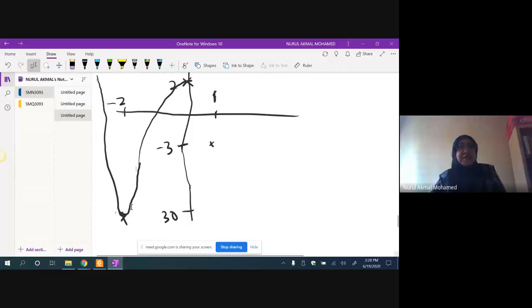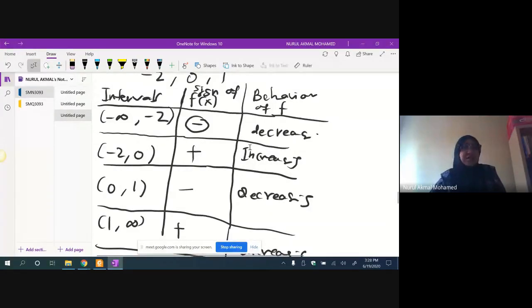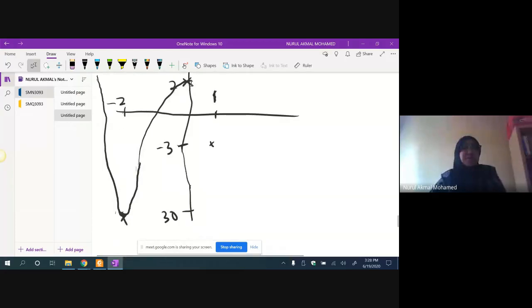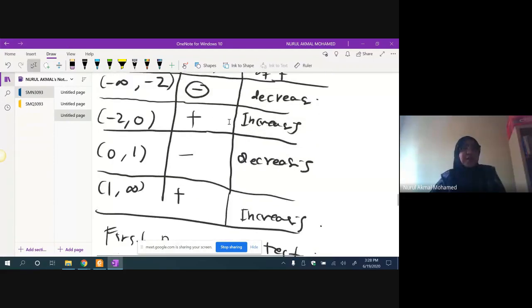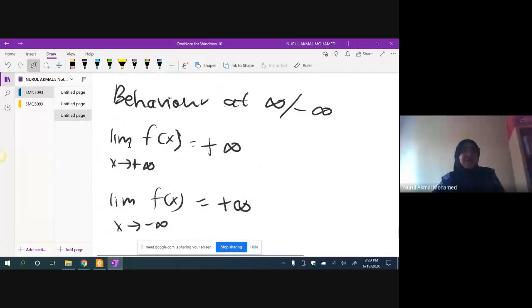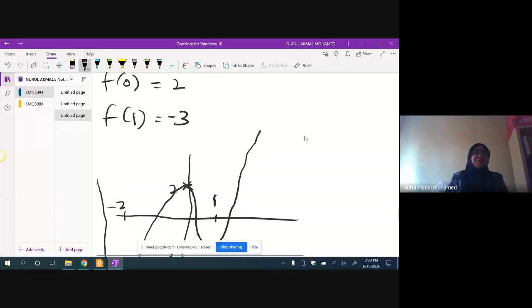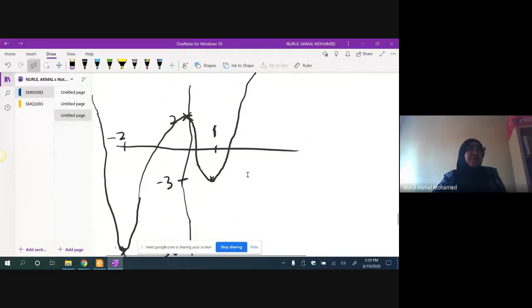From negative 2 up to 0, it is positive, it is increasing, and then it decreases from 0 up to 1. It is decreasing until it reaches this point, and then it goes up again. It tallies with the behavior at infinity: when x tends to positive infinity, the limit of f tends to positive infinity. That's why it goes up, from plus infinity from the start. So this is how the graph will look.